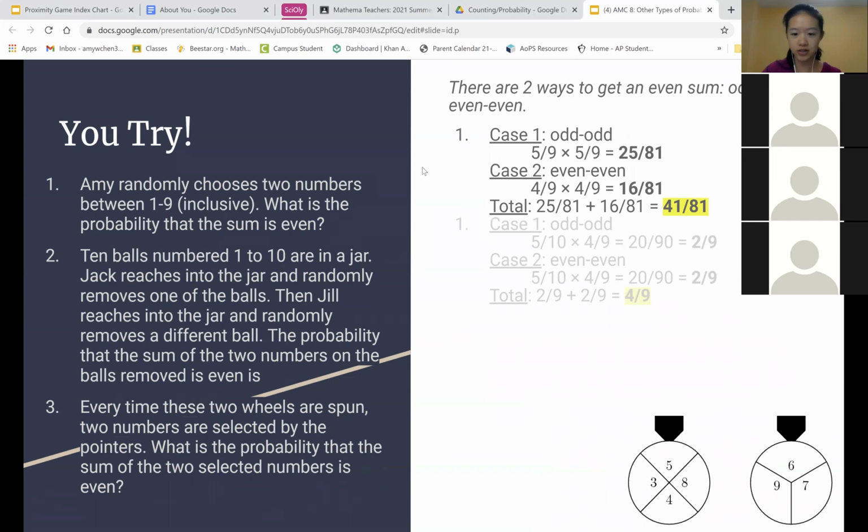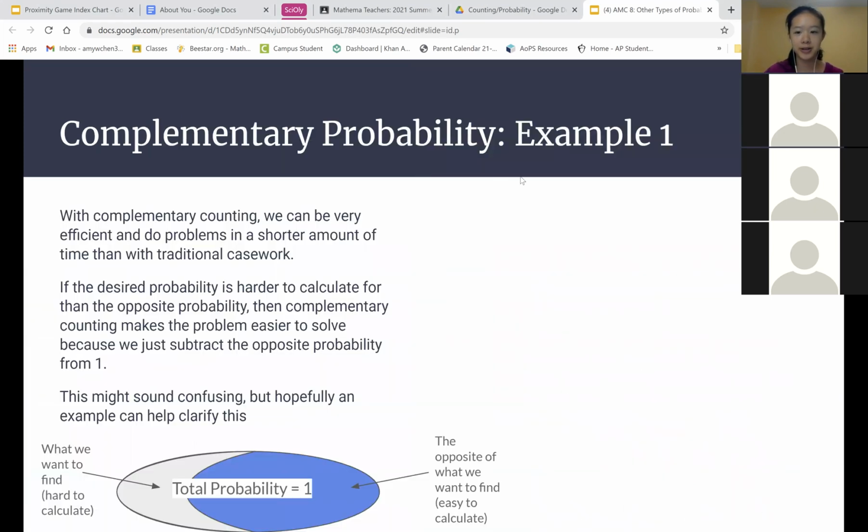All right, those are just the answers, which we already went over. Now we're going to move on to the second topic for today, which is complementary probability. In complementary counting, we find the opposite of what we're looking for and subtract it from the total number of outcomes. In complementary probability, if the desired probability is more difficult to calculate than the opposite, then we find the opposite probability, but we subtract it from 1.